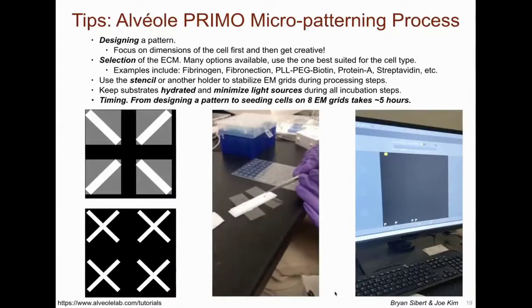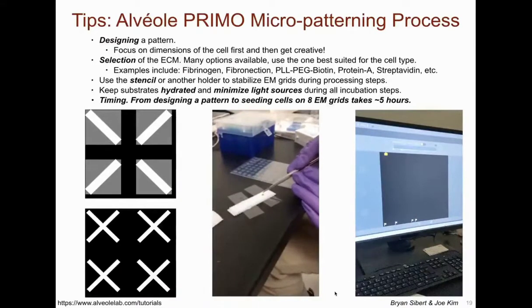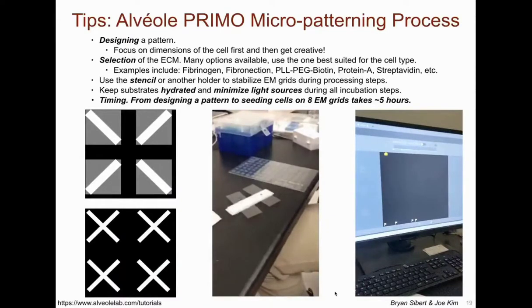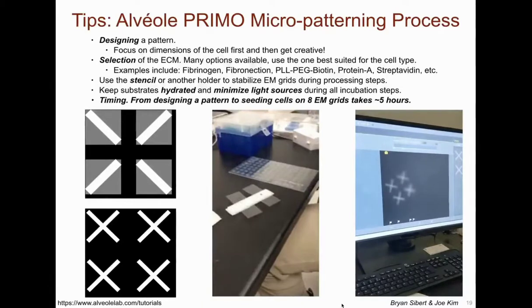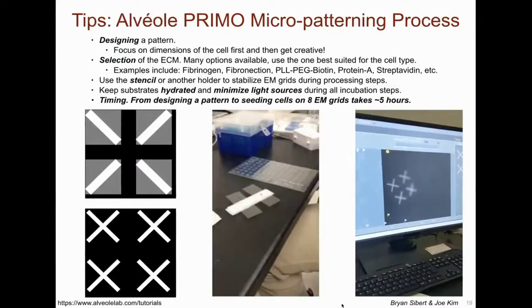For the patterning process, use a stencil to maintain grid support and hydration on the cover slip or MatTek dish. In addition, during the incubation periods, keep the grids hydrated in a light protective container. Finally, how long does the process take? In our hands, we are able to move from pattern design to cell seeding on 8 grids in a matter of 5 hours, which is very comparable to normal work with regular grids.